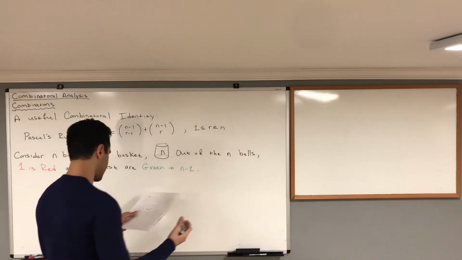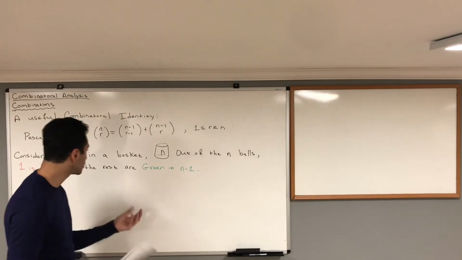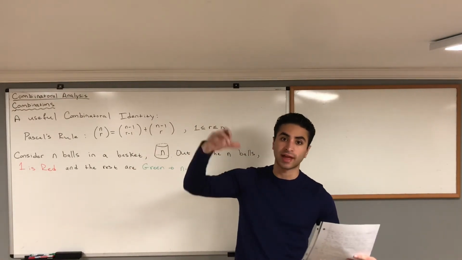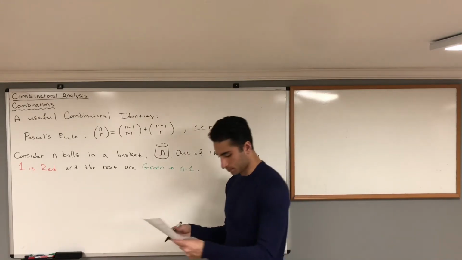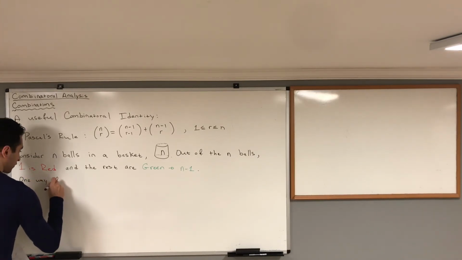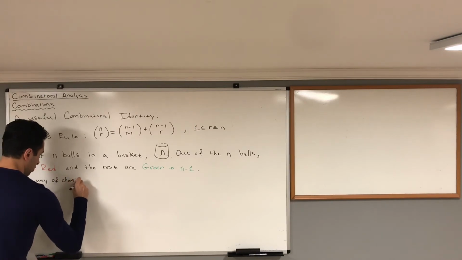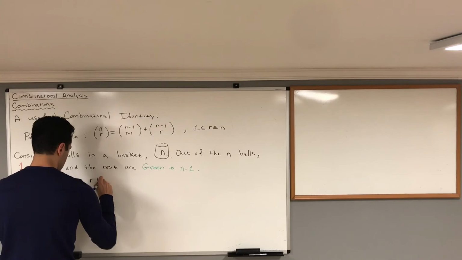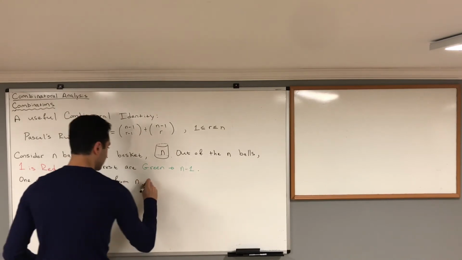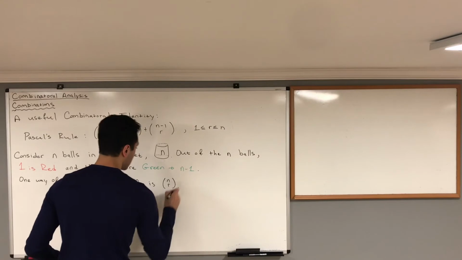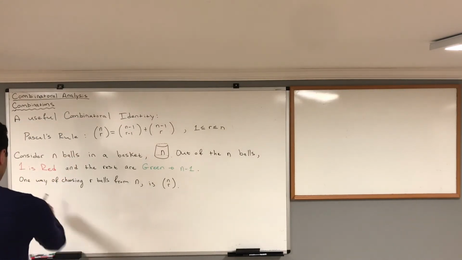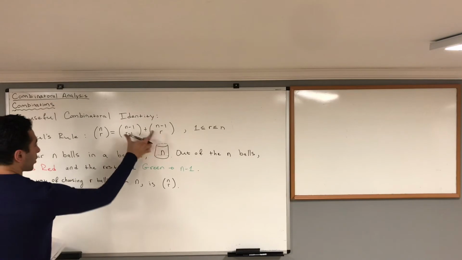Okay, so this is what we want to consider. One way of choosing a certain number of balls from the n that you have is n choose that number, right? Or n choose r. So one way of choosing r balls from n is n choose r, right? And that gives us the left hand side, right? We already know this. We've been doing problems using that. So that's one way of choosing r balls from n. And now we're going to see how we can get this.